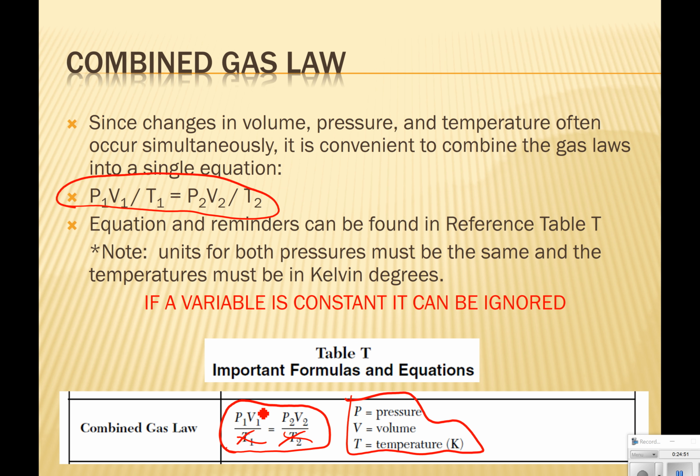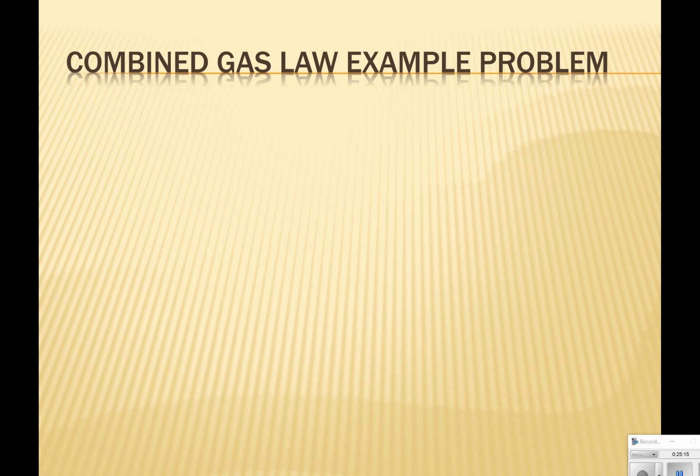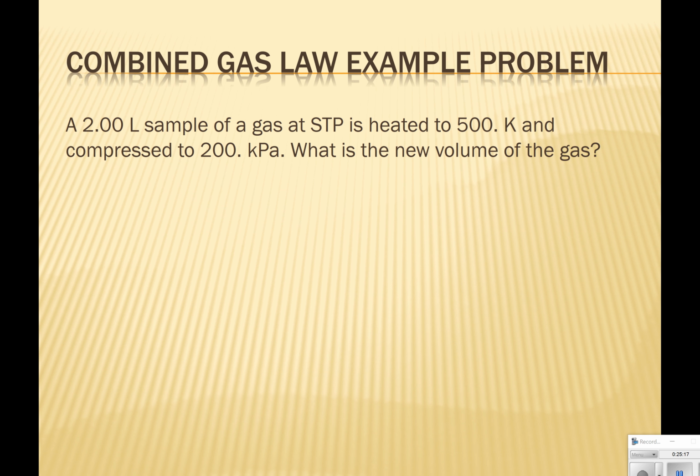Sometimes we'll see them where we need all 6 of these here. Sometimes we're just going to need 4. Depends on the type of problem. So we're going to have to kind of whittle it down. Now, units for both pressures have to be the same, atmospheres or kilopascals, and we have to make sure that our temperature is always in Kelvin. So we have to convert that if it is not in Kelvin. I'll do a couple examples here.